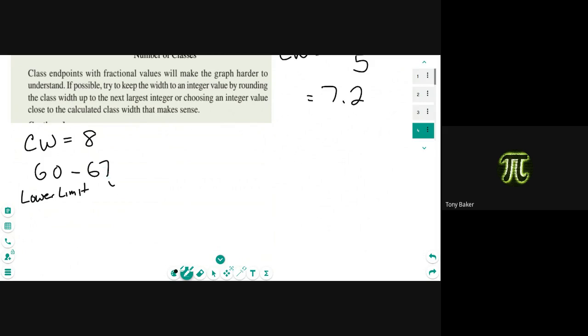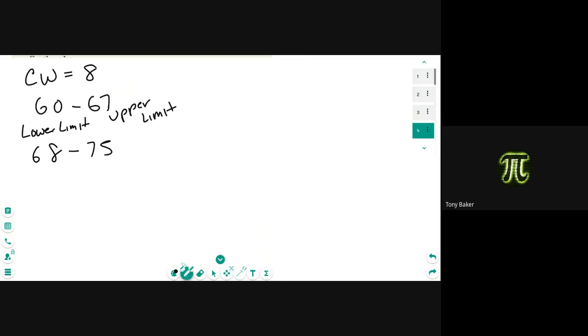So the 67 is known as my upper limit. So your lower limit is 60 and my upper limit is 67. That's class 1. How many classes did I want? I wanted 5. So my next class is going to start at, sorry, not 67, 68. It's 1 number higher. And it's going to go to what? 75. My next class is going to start at 76 and go to 83. And then 84 and go to 91. And then 92 and go to 99. So I have 1, 2, 3, 4, 5 classes, correct?